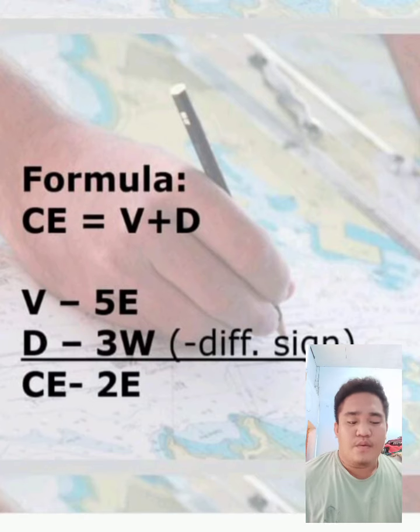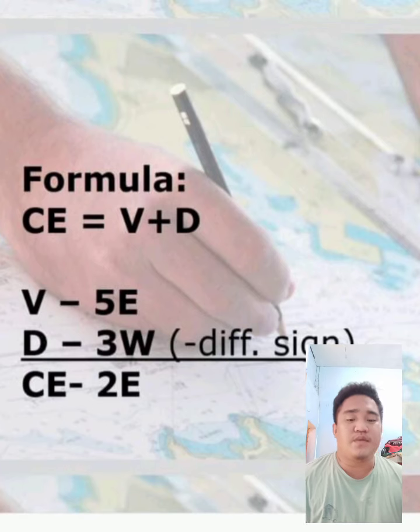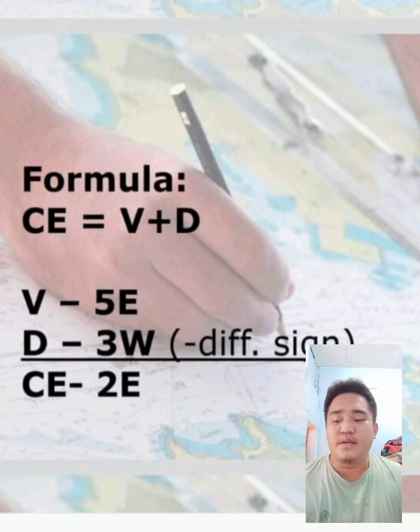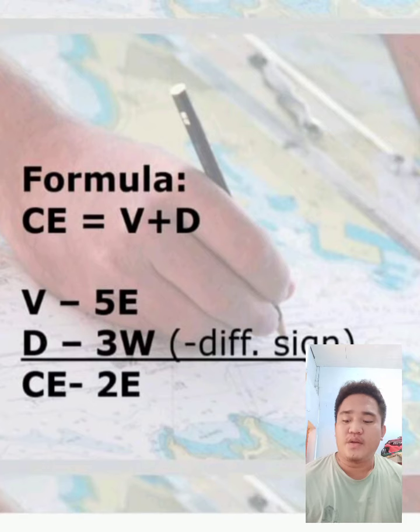So this is the formula for the first question, and we just add the variation and deviation, but they are not the same sign, so we have to subtract. So our compass error is 2 south. The formula is compass error equals variation plus deviation, and variation is 5 south and deviation is 3 west, and the compass error is 2 south.